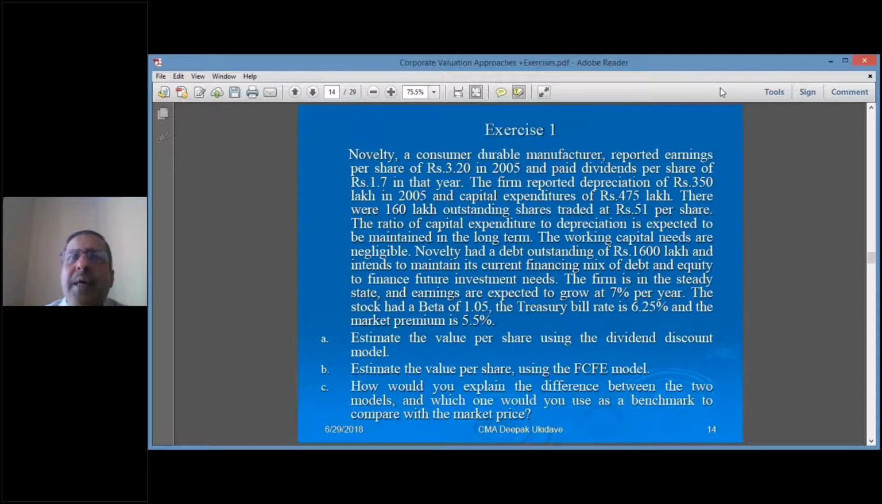All of you are aware that interest on debt is a tax deductible expenditure. Higher the interest, lower the tax, obviously, because higher the interest, lower the profit, lower the profit, lower the tax. So there is a tax saving.